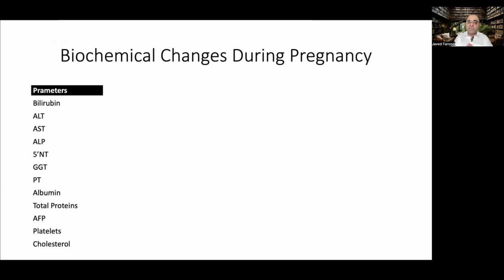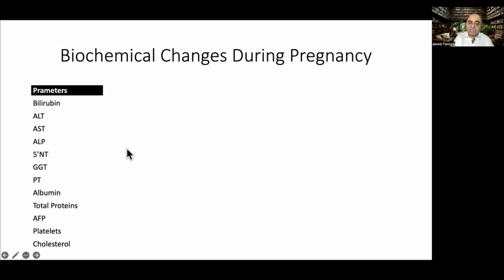This is important to understand the pregnancy-specific liver diseases, when we define that, yes, this is a pregnancy-related liver disease. We need to understand what the routine changes are, what the normal changes are which happen in these parameters.